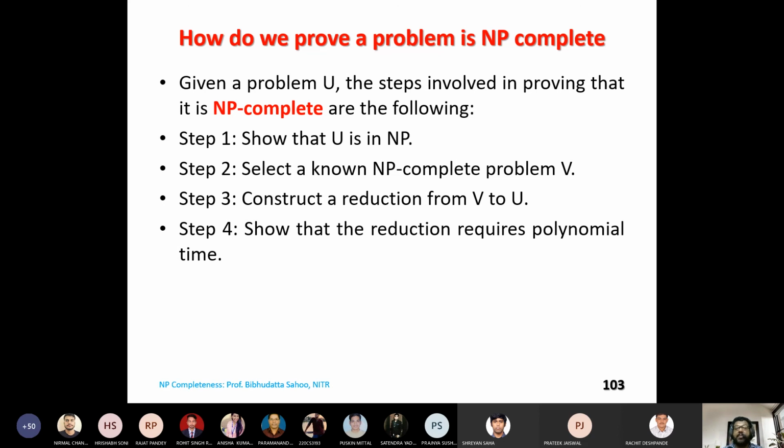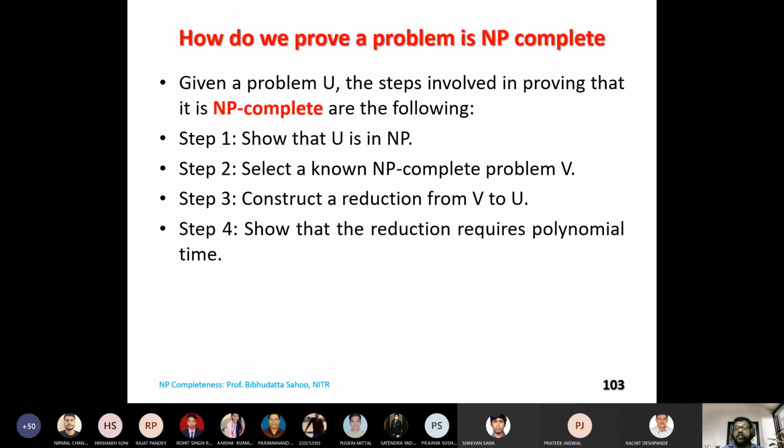Let us say the spanning tree problem. You have to prove spanning tree is in NP. Now select a known NP complete problem B. How will you select? With a good guess or by looking into previous researchers' experience, you select a problem. Then construct a reduction, meaning construct a new algorithm from B to U. Suppose I have selected Hamiltonian, then I'll say how the Hamiltonian problem will be reduced to spanning tree. That's all. Then remember the last line, this requires polynomial time.